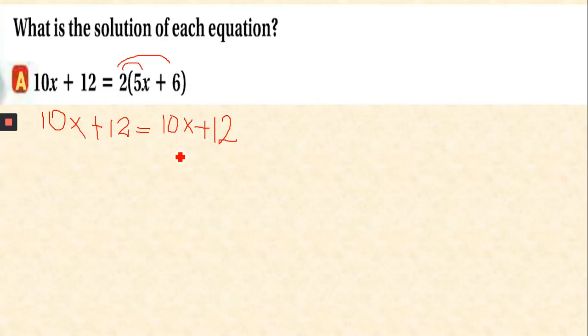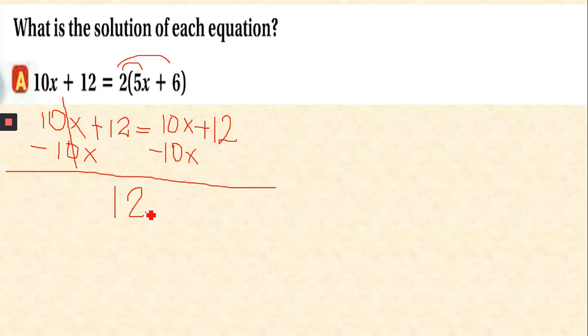Now, variables are found on both sides of the equation. So we need to move. So the opposite of 10x, that is negative 10x. Negative 10x. Okay? What is 10 plus negative 10? That is 0. Bring down 12. Is equal to 10 plus negative 10, that is still 0. Bring down 12.